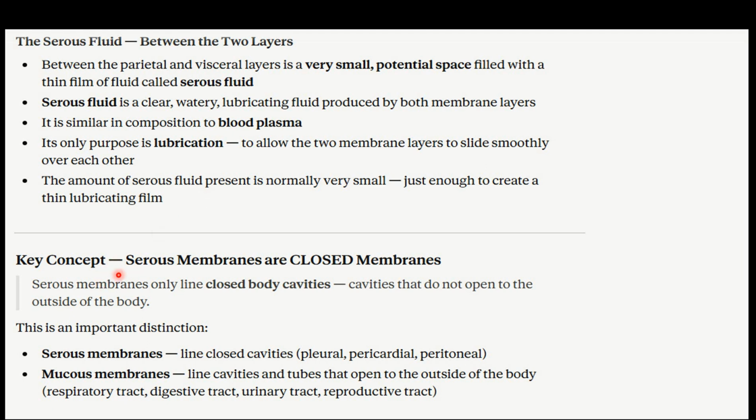Now there is one key concept that everyone should know. The first thing is that serous membranes are closed membranes. Serous membranes only line closed body cavities that do not open to the outside of the body. This is an important distinction. Serous membranes line closed cavities: pleural, pericardial, peritoneal. Then we have mucous membranes, which line cavities and tubes that open to the outside of the body: respiratory tract, digestive tract, urinary tract and reproductive tract. Clear? I think till here we are good.